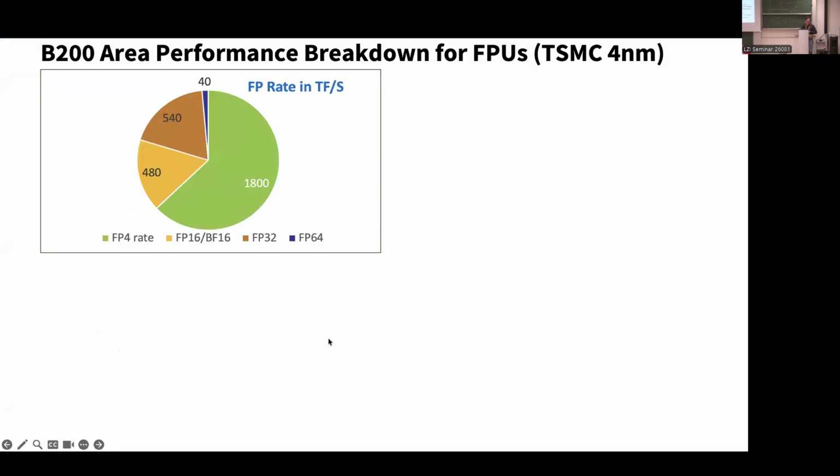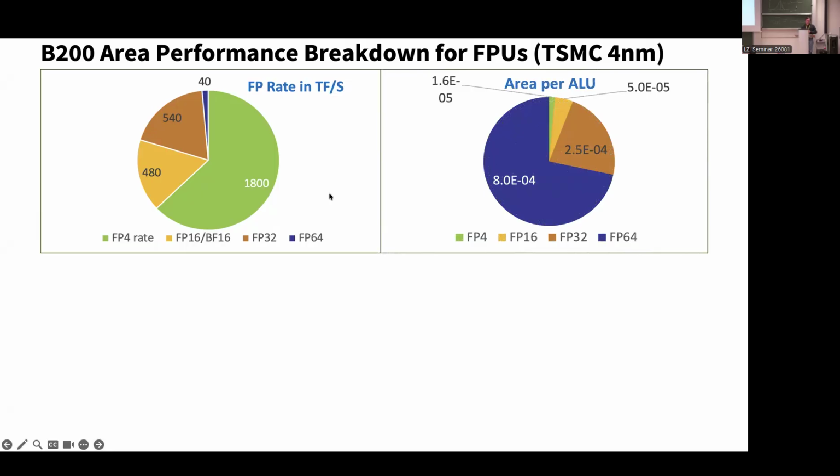And we wanted to see the relative area. So this is the floating point rate for B200 for the different categories of floating point numbers it handles. This is the area per ALU, and you can see that a double precision ALU consumes a lot of area in comparison to the 32, the 16, and the 4.